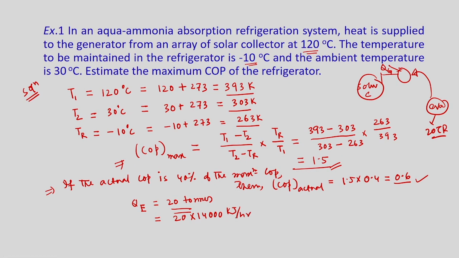So, we can convert it to kilowatt if we divide the expression by 3600. So, 20 multiplied by 14000 divided by 3600. Then what we will get, the value of QE is about 77.77 kilowatt.